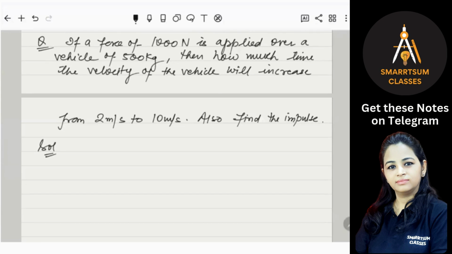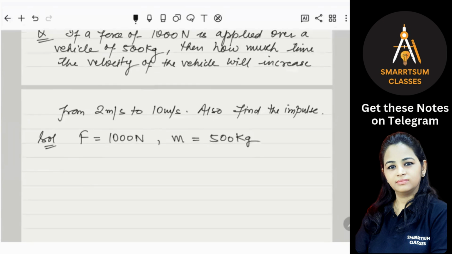See the screen. What is this 1000 Newton? Alisha, can you tell me what is it given? 1000 Newton. Was the force of, right? Force of, right? So this is the force, F. So write down F is 1000 Newton. 500 kg, what is it? Mass of the vehicle? 500 kg.